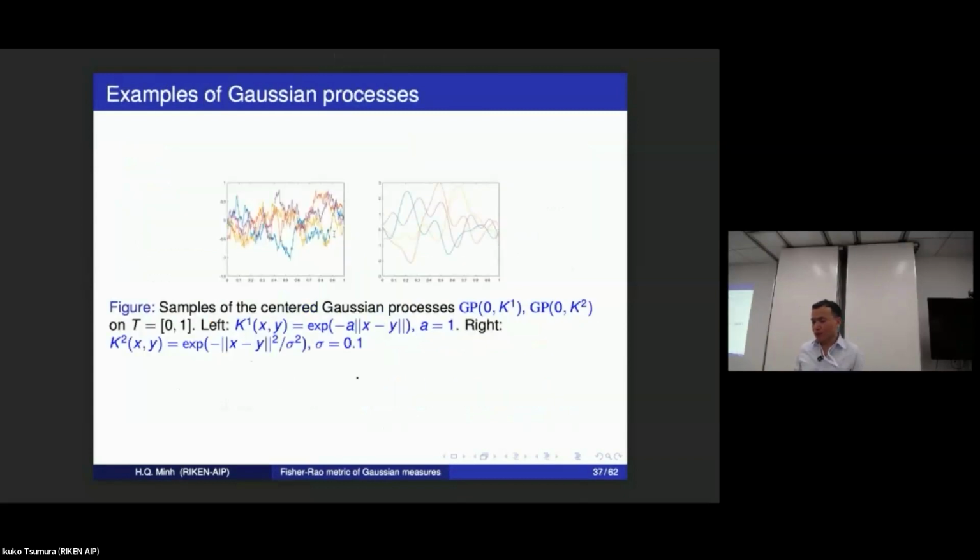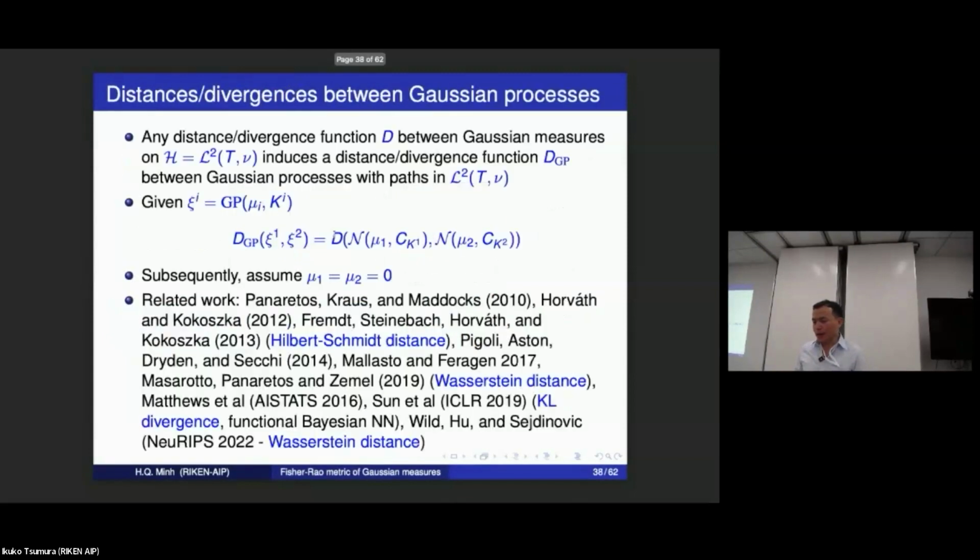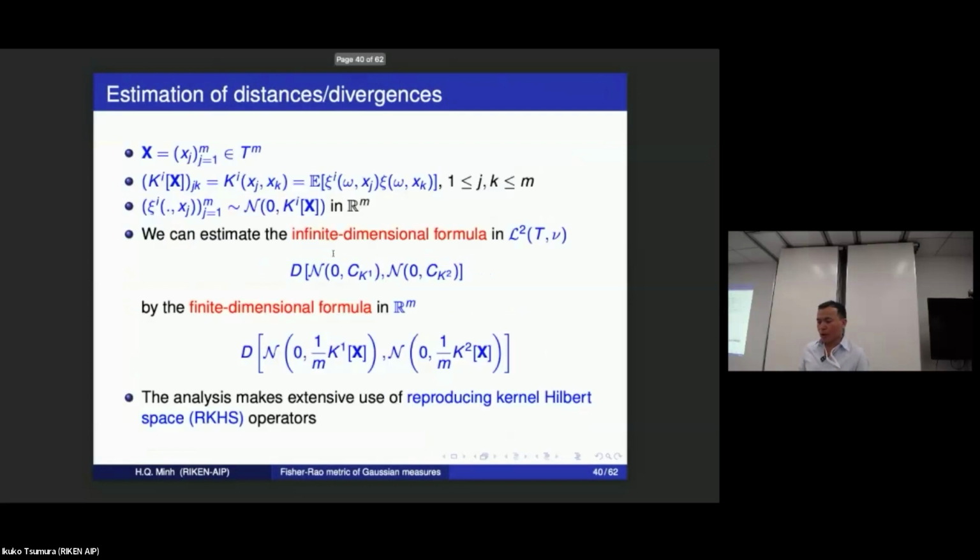So, for example, these are examples of two Gaussian processes. Actually, there's a lot of work in the literature studying divergences between Gaussian processes. A lot of work in functional data analysis focuses on the Hilbert-Schmidt distance. And there is also work on the Wasserstein distance and the KL divergence. Okay, I'm going to skip this.